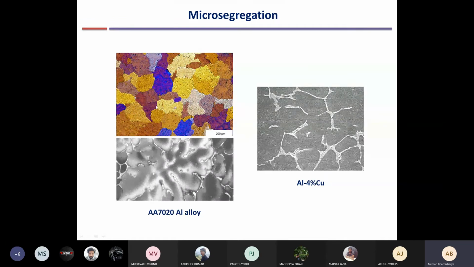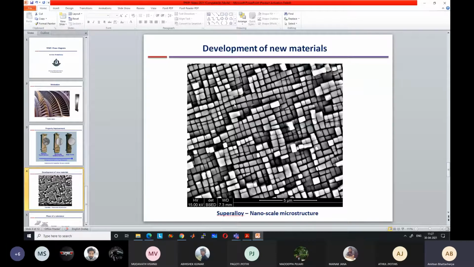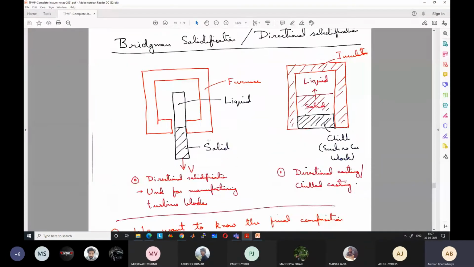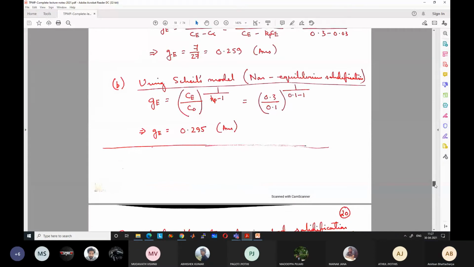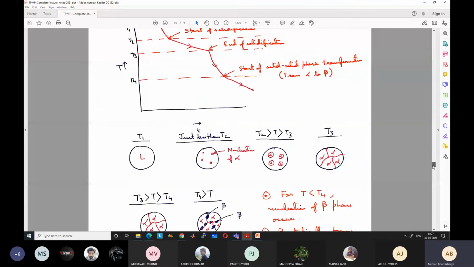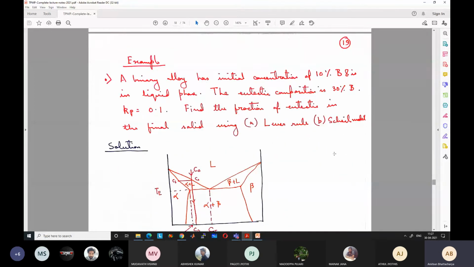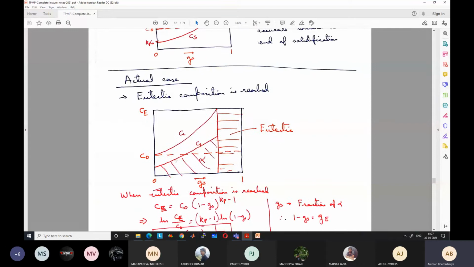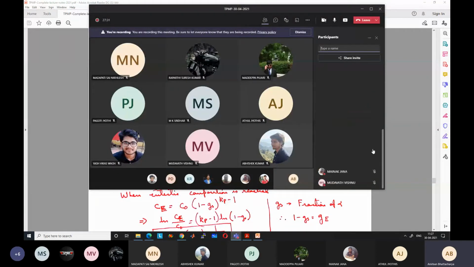Another thing is that if you consider grains, what we have studied in the previous class about Scheil's model. Okay, so in Scheil's model, which is the actual case in most solidification processes, we have seen that the concentration increases in the solid. Please switch off your mic. The concentration increases in the solid. Okay. So that is what is seen in real life also.